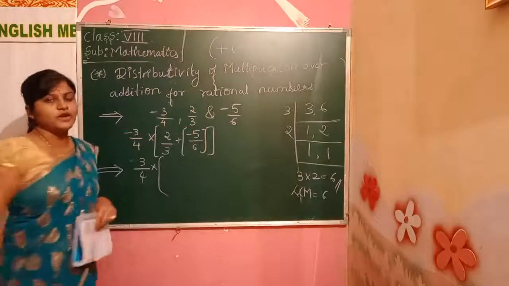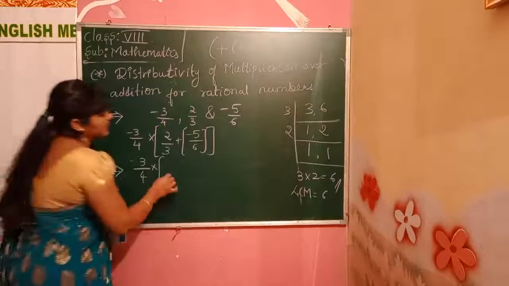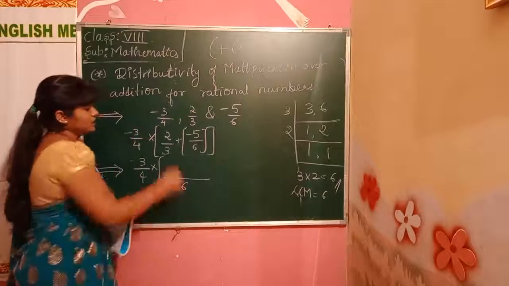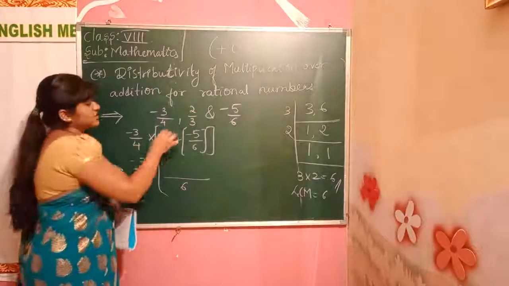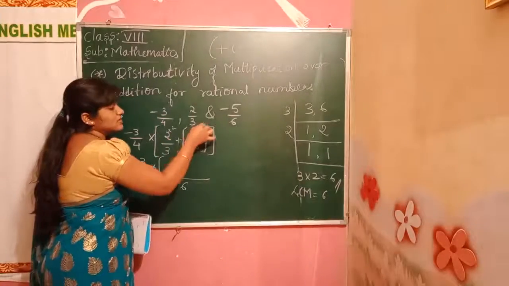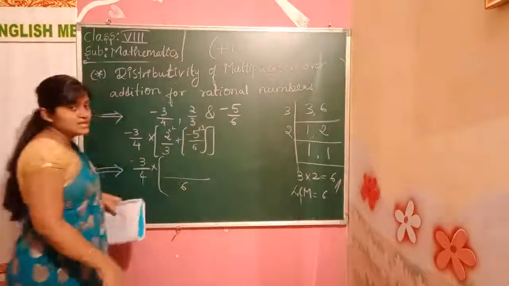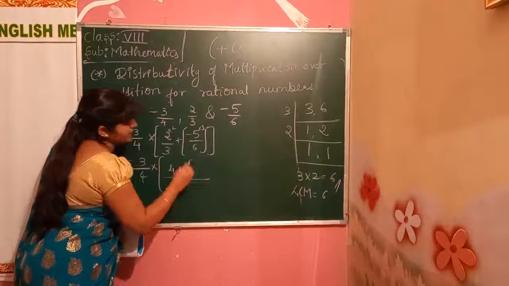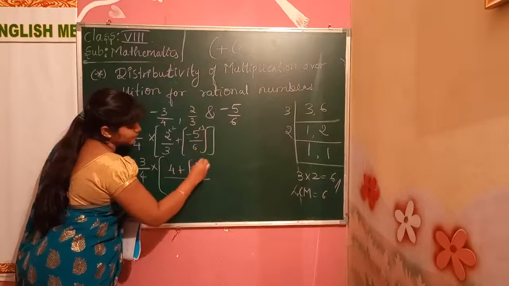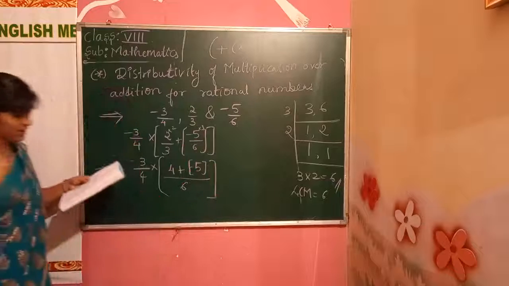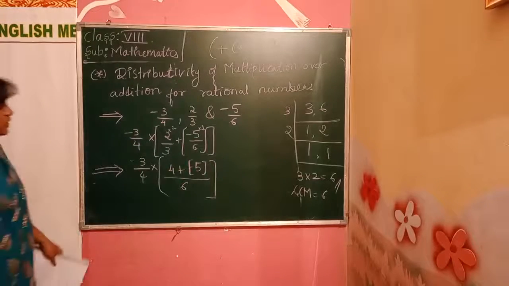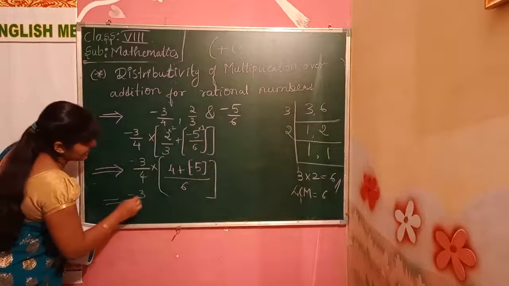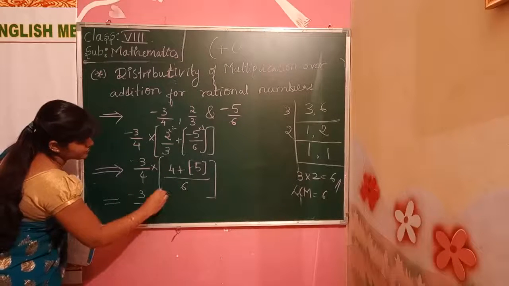You all know how to find out the LCM now? The LCM we got is 6. 3 twos are 6, and 6 ones are 6. So 2 twos are 4 plus in bracket 5 ones are 5. Okay, we got that. After that, start adding. 4 plus minus 5, how much?